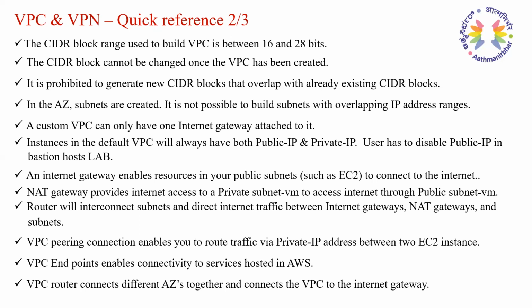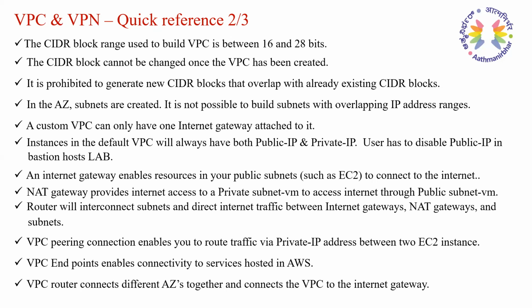An internet gateway enables resources in your public subnet, such as EC2, to connect to the internet. A NAT gateway provides internet access to the private subnet VM to access the internet through the public VM. This is what we did, right? We created a NAT gateway and attached it to the public subnet. The same thing was used in the private subnet to have internet.